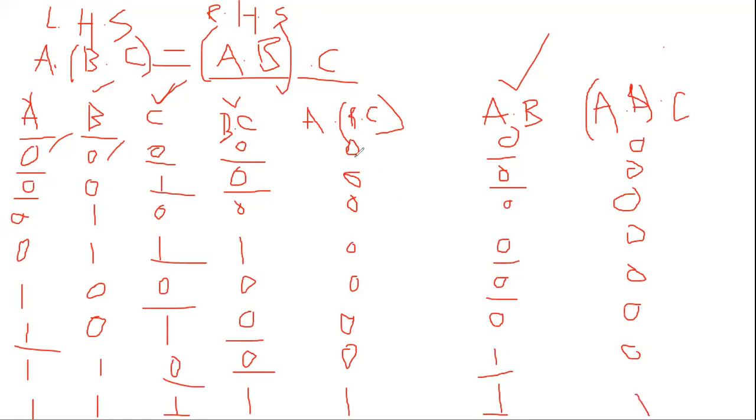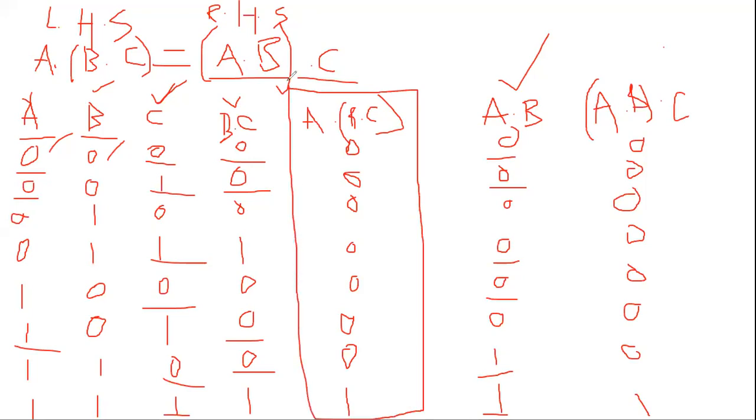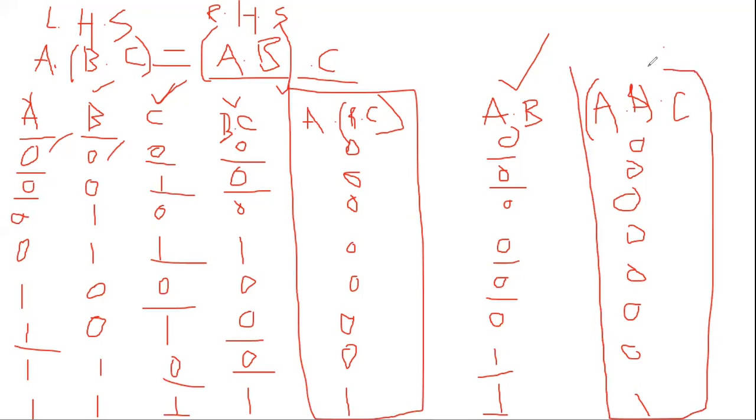Observe these two, A dot of B dot C, and A dot B dot C. Do you get the same result here? Both are having the same. So in this way, this law is justified. Do you understand?